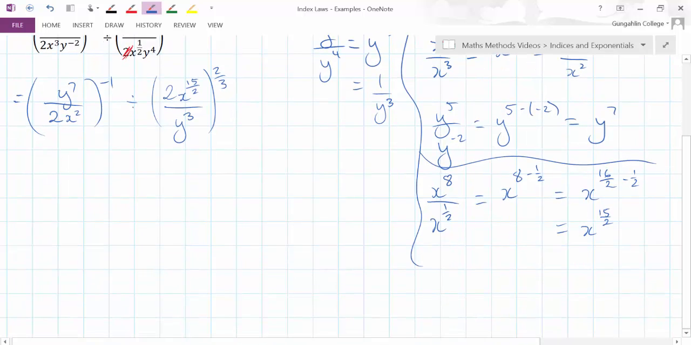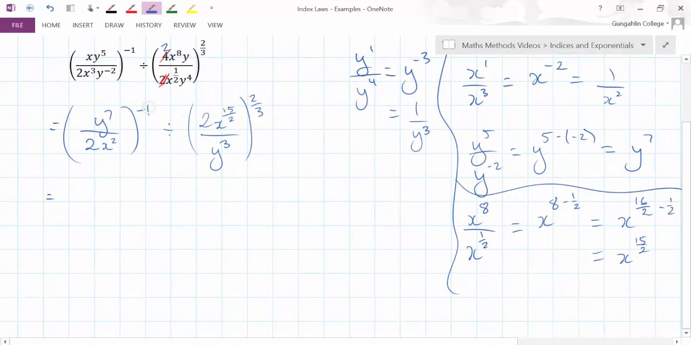Next thing I'm going to do is deal with these powers here. Now, a negative power, we've already said, and we've already seen, inverts a fraction. So this -1, I can get rid of it by just inverting this fraction. So I'm going to end up with 2x squared on y to the 7. This second fraction, I'm just going to leave the division there for the moment. I'm going to tidy this business up here. This is a power on the outside that I need to apply to every term inside.